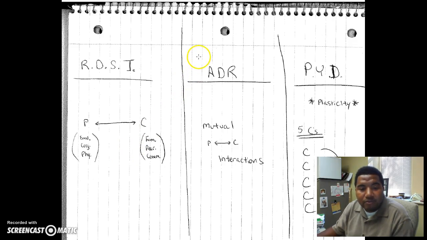Okay, now if I move to the center column, you see the acronym ADR. That stands for Adaptive Developmental Regulations. And what this means is that when the interactions between the person and the context are mutually beneficial, that is known as adaptive developmental regulations. So that course of development is adaptive for the person.